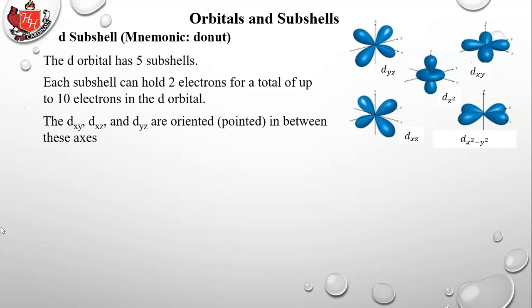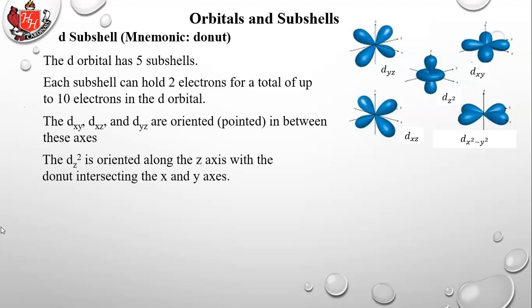Those 4 lobes are pointed in between the x and the y axes. Not right along them, but in between them. The DXZ, that's the one down on the lower left, has 4 lobes, and they're pointed in between the x and the z axes. And finally, the DYZ, that's the one on the upper left. Those 4 are pointed in between the y and the z axes.